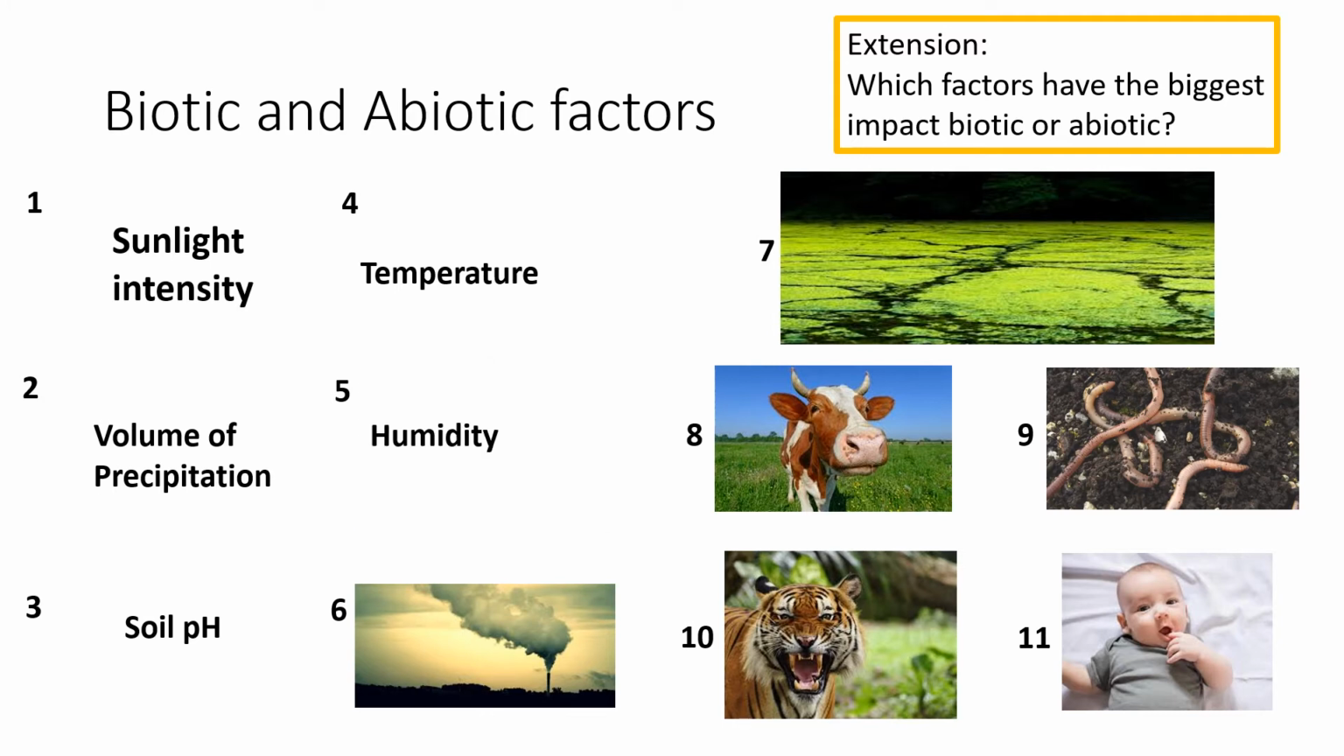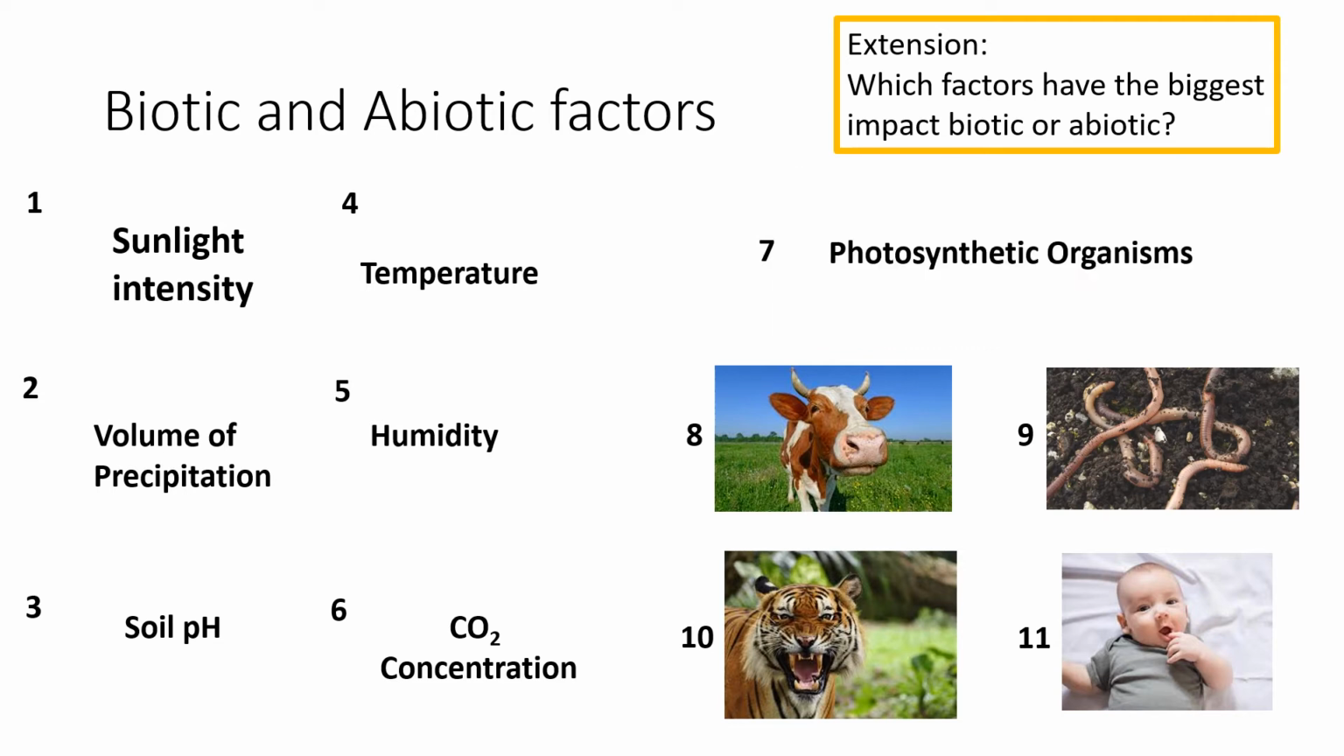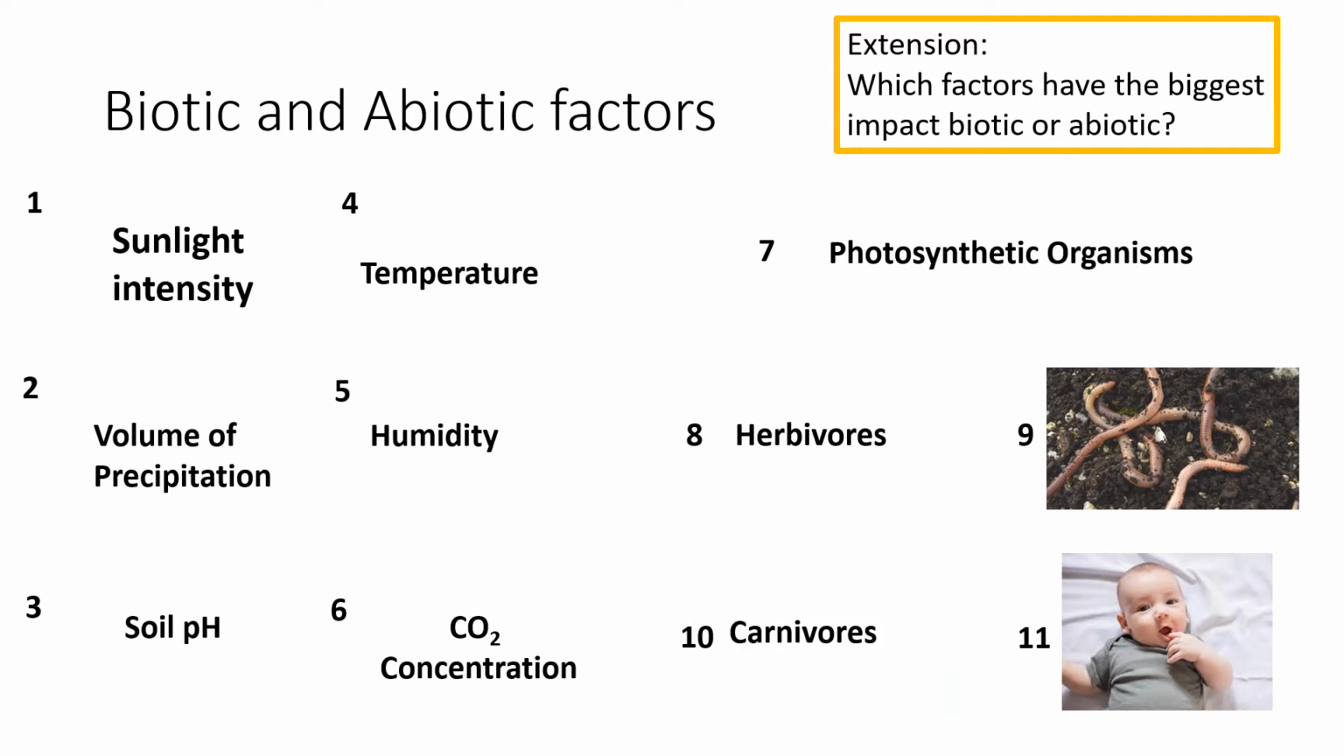We've got temperature. We have humidity. And the last one, we're talking about carbon dioxide concentration or CO2 concentration. Again, if you're going to use the chemical formula CO2, make sure you use a subscript 2 that goes well below the line on any answer. On the right-hand side, we have biotic factors. And what we've got is photosynthetic organisms. That does include all your plants, but obviously algae and anything else that will photosynthesize. We have our herbivores and our carnivores.